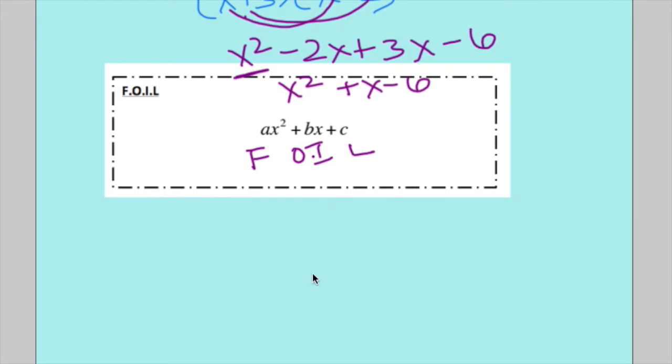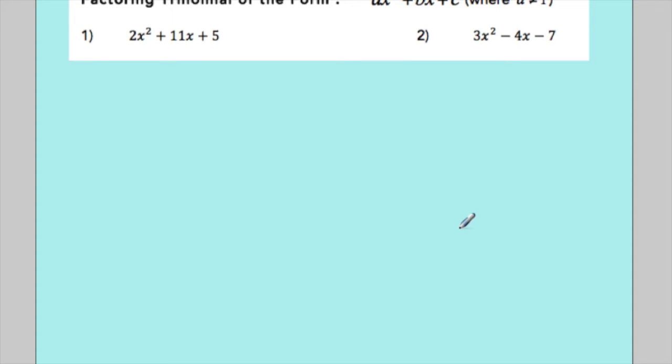Let's look at the first example. We're going to use the box method on the first example, and then we're going to do a guess and check method on the rest of these today. So the box method, remember we took our A times our C first. In this case, it's 2 times 5, which is 10. And I think, what are my factors of 10? What multiplies to 10 but adds to 11? 1 times 10 is 10.